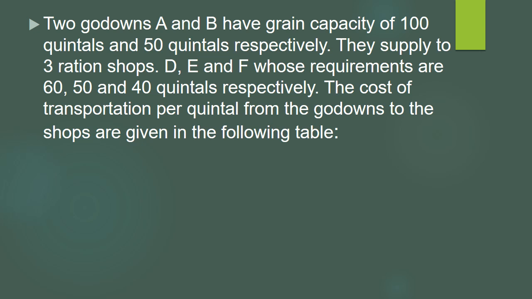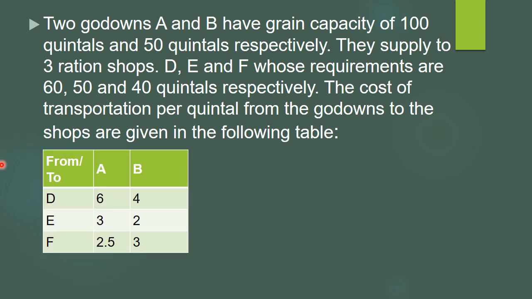What is the given question? Two godowns A and B have the grain capacity of 100 quintals and 50 quintals respectively. They supply to three ration shops D, E and F, whose requirements are 60, 50 and 40 quintals respectively. Now the cost of transportation per quintal from godown to the shops is given in the following table.